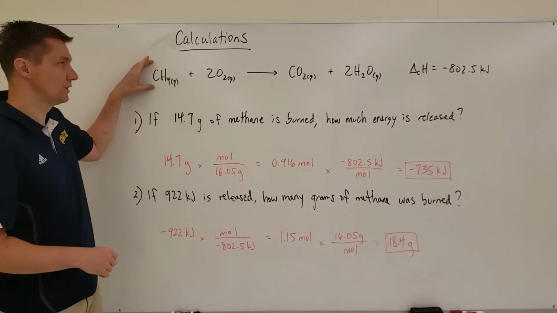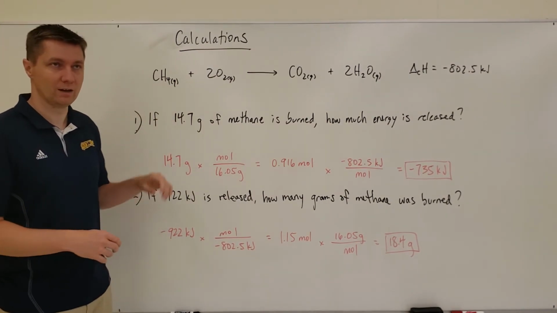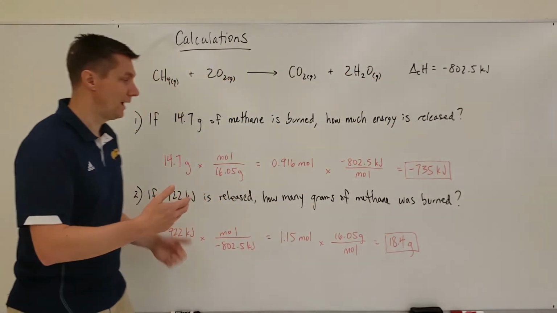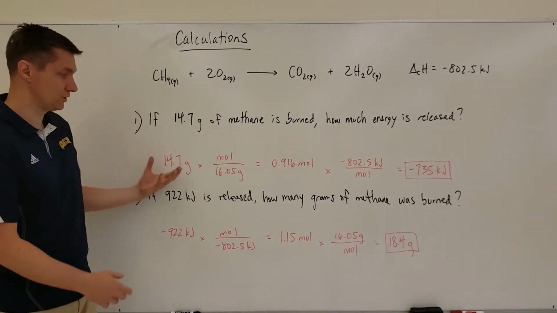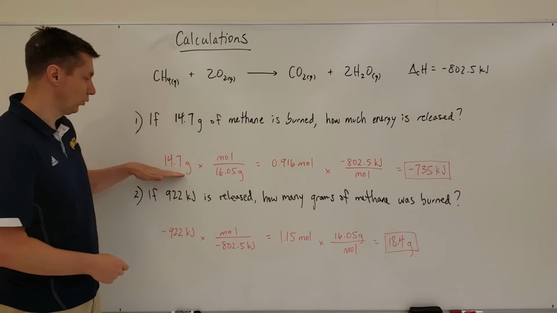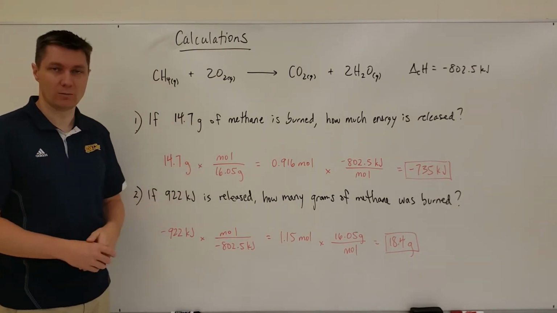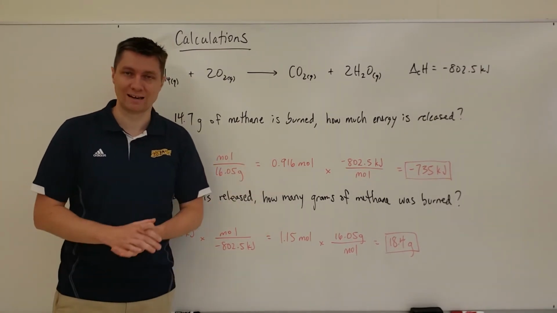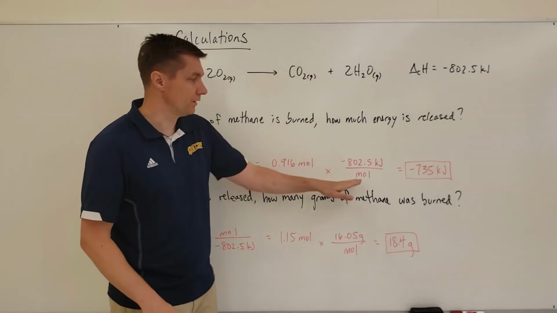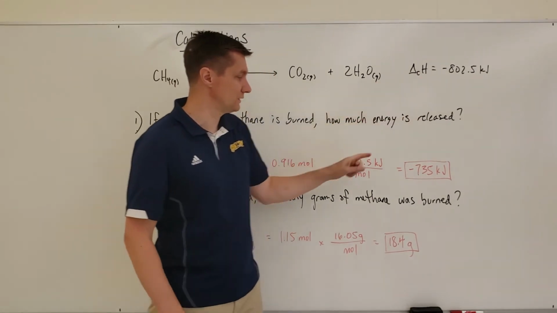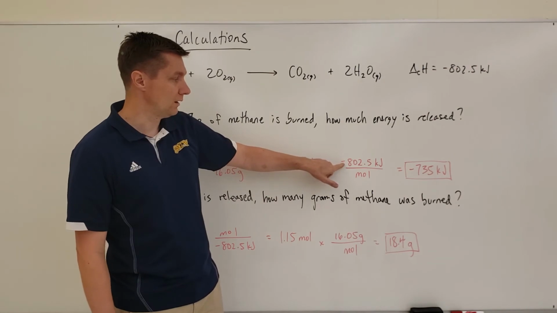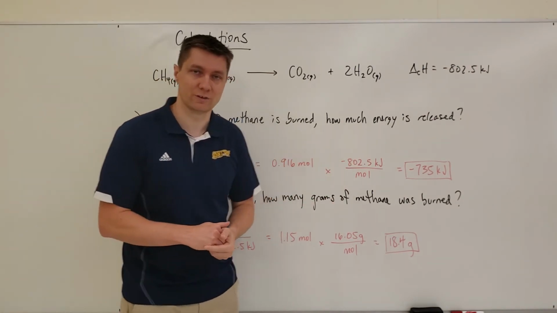Now, this equation isn't saying that we are burning 1 mole of methane, it's saying that if we burn 1 mole of methane, that's how much heat we would get. So how many moles do we actually have? Well, if I do this short calculation, which is a quick review from Science 10 and Chemistry 20, 14.7 grams divided by the molar mass gives me 0.916 moles of methane. Now, this number here comes from this. It means that for every mole of methane burned, we get a negative 802.5 kilojoules of energy released.